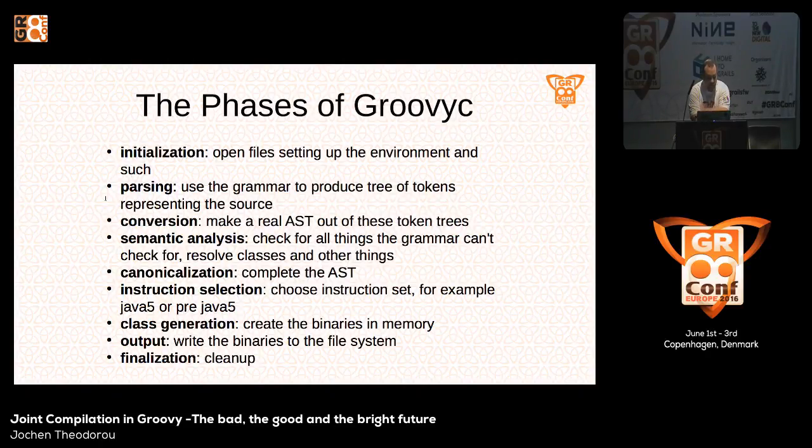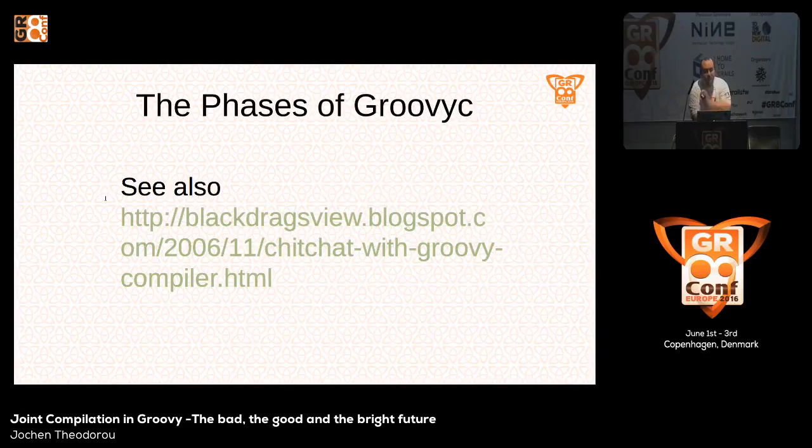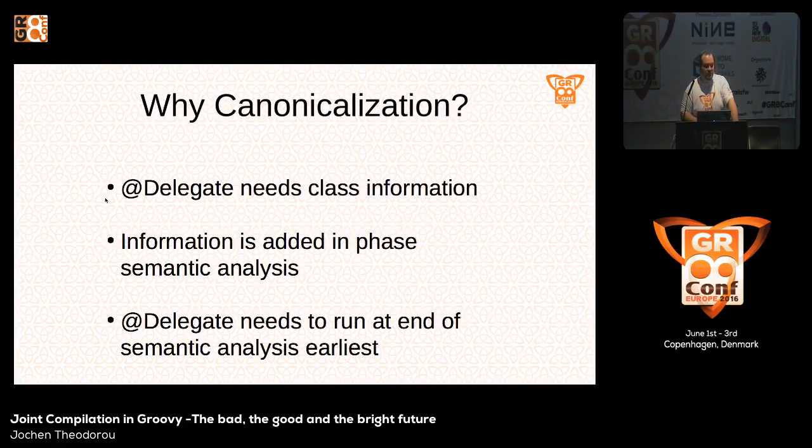And we have the cleanup part, which actually is also empty because we don't need to do cleanup. We leave everything to garbage collection and hopefully everything works. I talked a bit more about this kind of thing already in 2006, which is actually before transforms were coming. I think the post was motivated by the upcoming discussion with the joint compiler. Also, if you get into the slides from the website, you can click the link, or you go on lecturesview.blogspot and look for chit-chat with Groovy compiler. All those are still valid today.